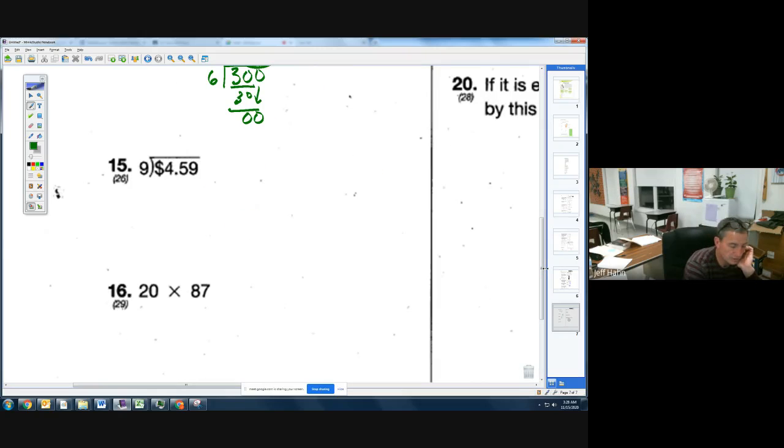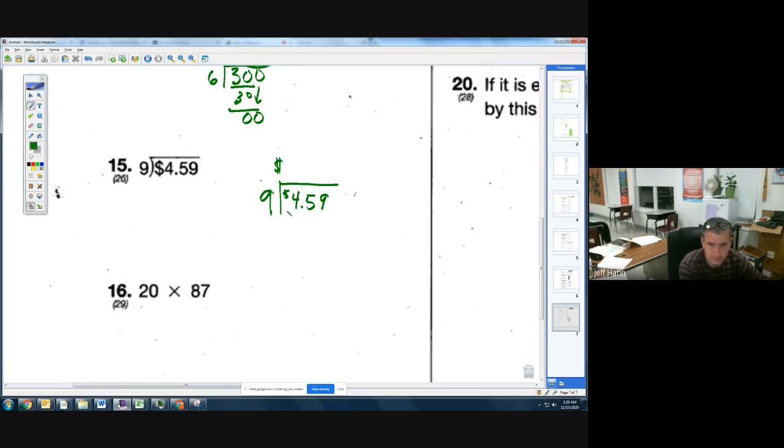And we are now on problem number 15, which is 9 divided into $4.59. Now again, remember, this is in dollars, so your answer is going to be in dollars. And a helpful little hint, 5th graders, is if the book gives you something in dollars, it knows we can't have a remainder of dollars. So your problem is going to work out evenly.